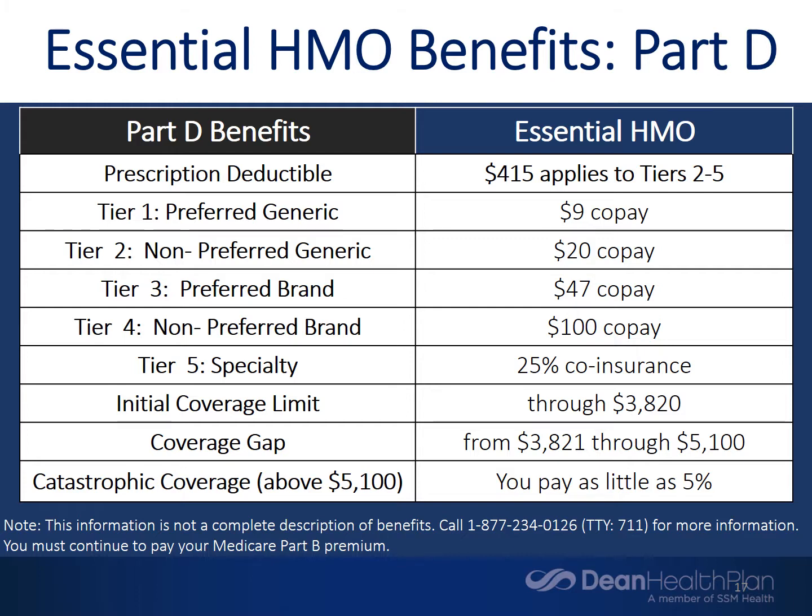The initial coverage limit is until you and Dean have together paid $3,820. Coverage gap is from $3,821 through $5,100. Once you reach the catastrophic coverage, you pay as little as 5%.